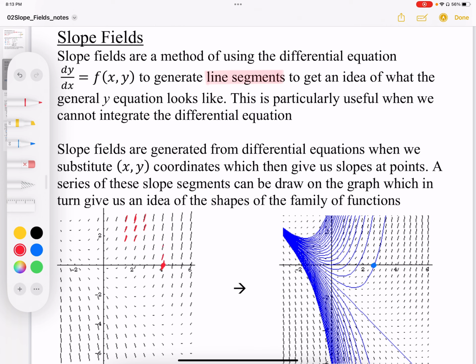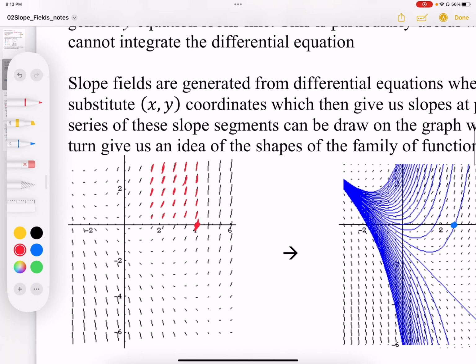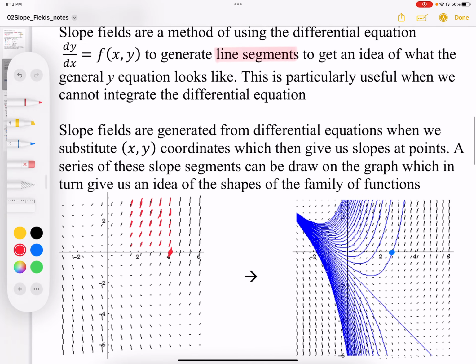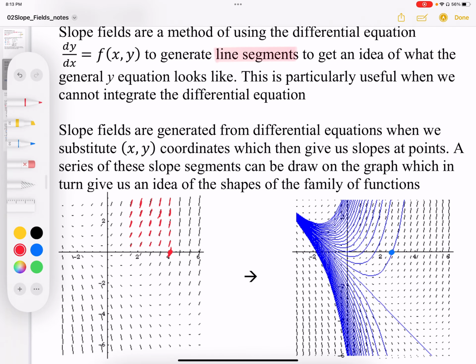And every one of these lines has been calculated by plugging in the x and y wherever these slope segments are located. Okay, so wherever these slope segments are located, we just plug in x and y, calculate the slope, and then we draw in that particular slope for all these different x and y coordinates. And by doing that, we generate an entire field of slope segments that look like this. And what this is useful for is this allows us to see what the general solution or the family of solutions might look like for that particular differential equation.